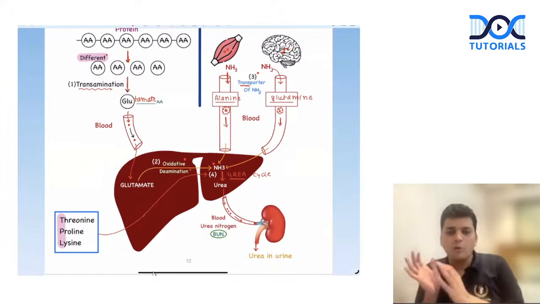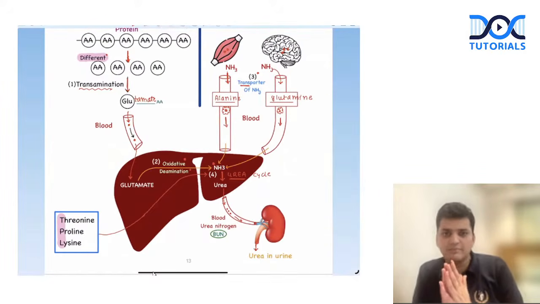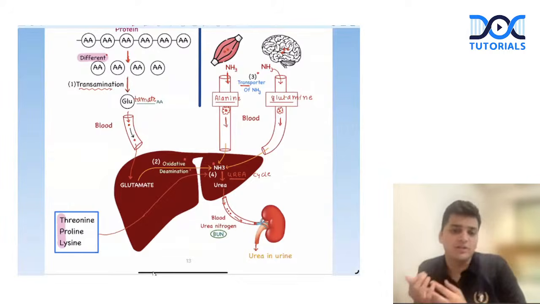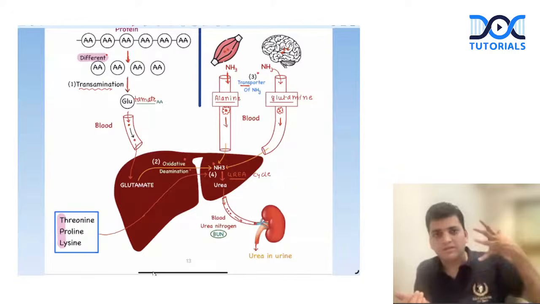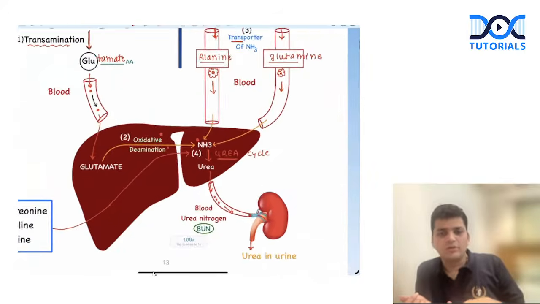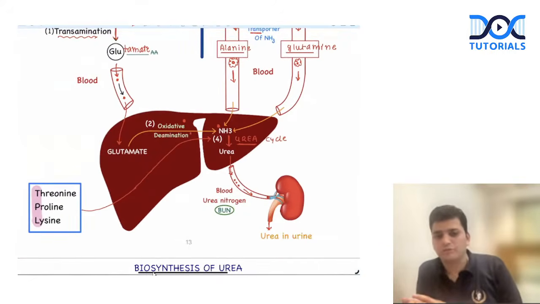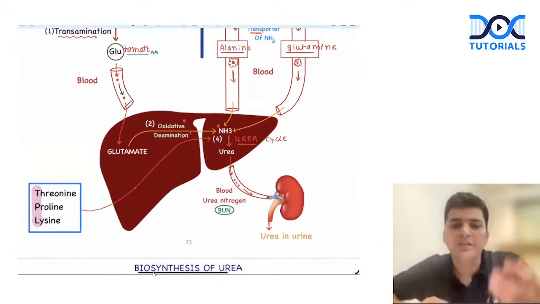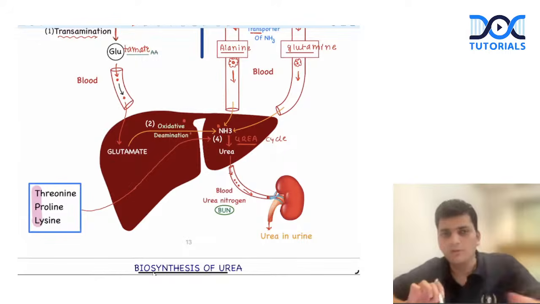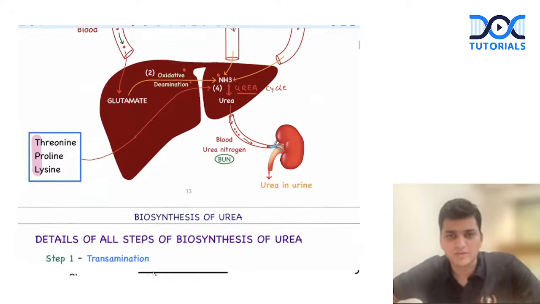The first, you convert all the amino acids into glutamate, that is transamination. Second, this glutamate will go to the liver and you will take out the ammonia. It's called oxidative deamination. The third is the transporters such as alanine and glutamine. And the fourth is the urea cycle, where you convert the ammonia into urea. Now we will see the details of each of the steps, but once you have understood the basic idea, you are going to give the answers for all 4 reactions, because we have got some basic idea out of this diagram.